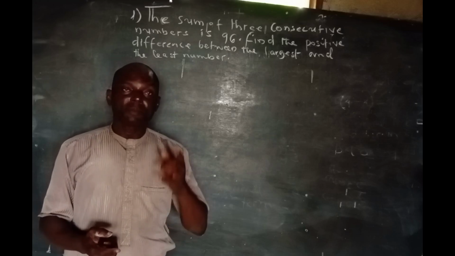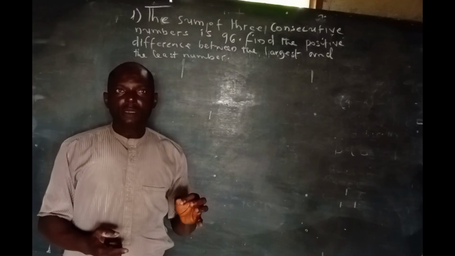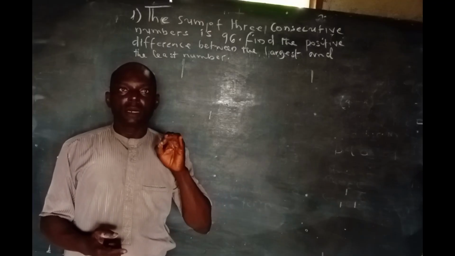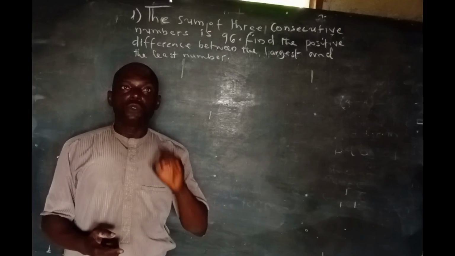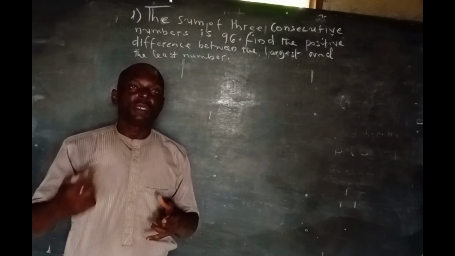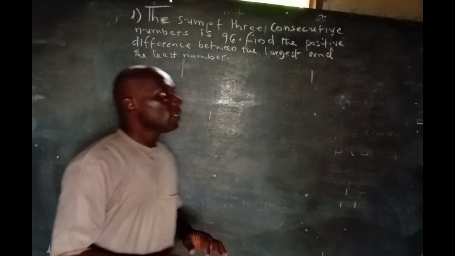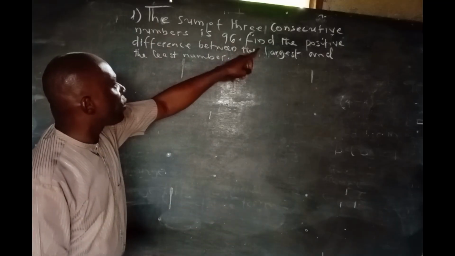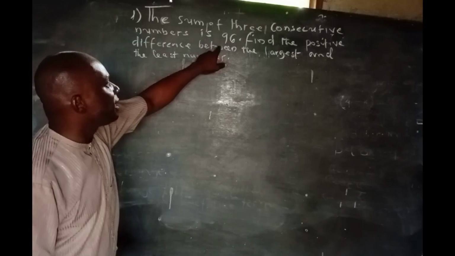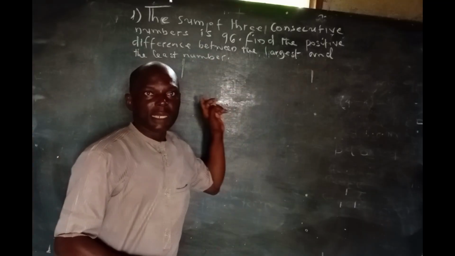First, by understanding the question correctly. So when dealing with a word problem, the first thing you must do is, since what you are looking for is the unknown, you have to represent it with any alphabet of your choice. Well, here the question says that the sum of three consecutive numbers is 96. Find the positive difference between the largest and the least.